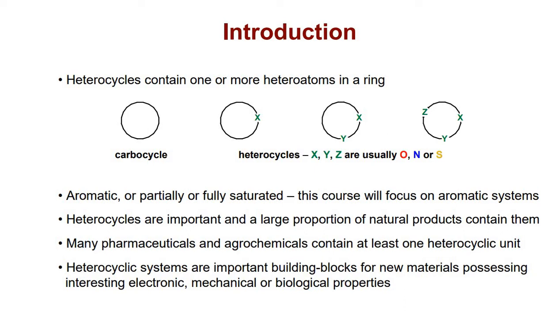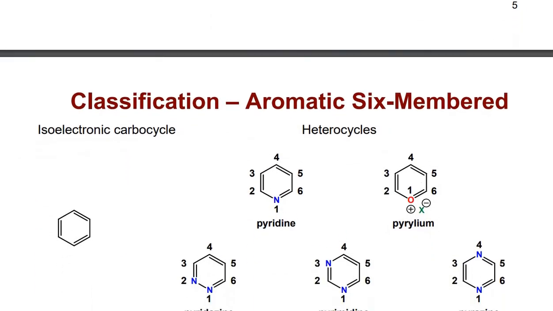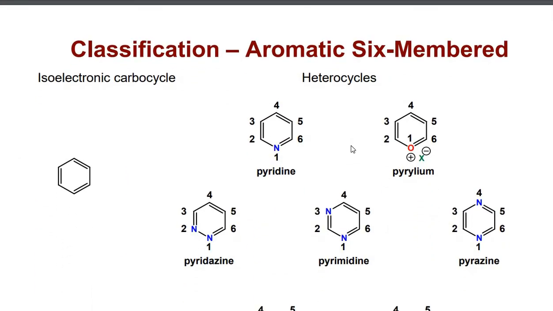Now understand the meaning of heterocycle. Aromatic or partially or fully saturated, this course will focus on aromatic systems. I will discuss aromatic. So, classification of aromatic 6-member rings. Look at here, the isoelectronic carbocycle, and derivatives of this, all are 6-member. Here 1 nitrogen, here 2 nitrogen, 2 nitrogen, 2 nitrogen, here 1 oxygen.